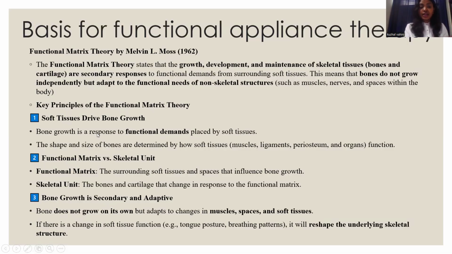In the first, soft tissue drives bone growth, we see that any demand of the functional soft tissues, that is the muscles, ligaments and periosteum, drives the growth of the bone. The functional matrix, that is the soft tissue and spaces surrounding the bone, influences the growth of the bone. And bone growth is secondary and adaptive. Here it states that the muscles and spaces all influence the change or reshape the underlying skeletal structure.